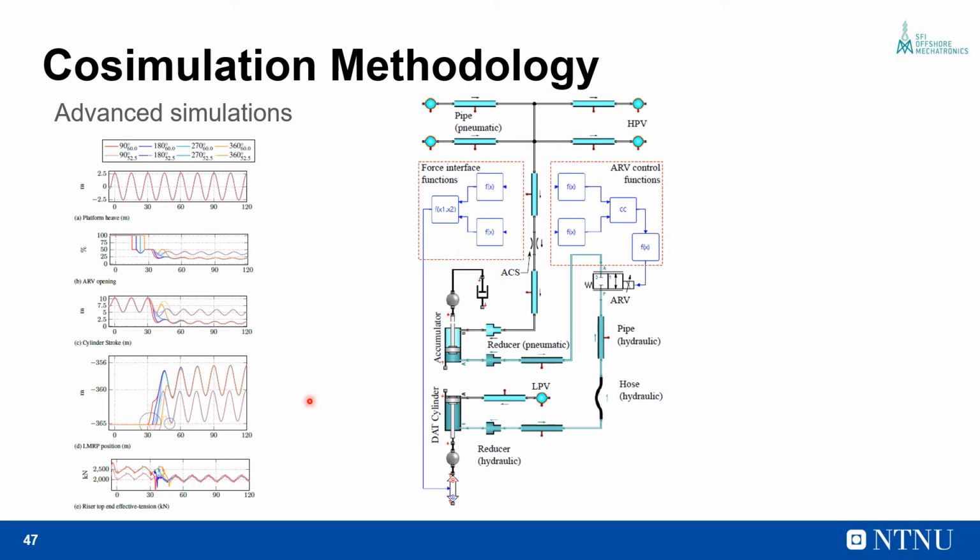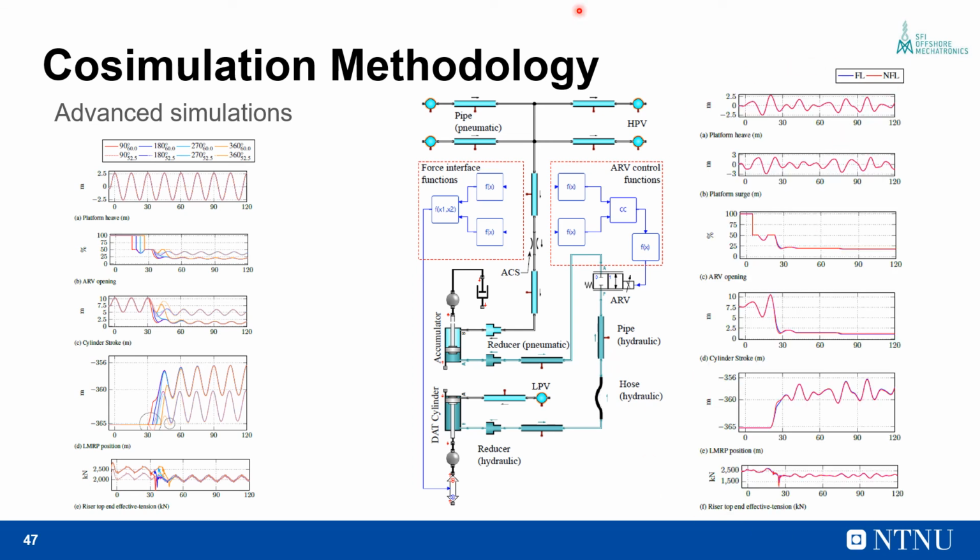We can include further effects like the effects of line friction by modeling the pneumatic and hydraulic lines in the simulation model for the riser tensioner system. Again, on carrying out an irregular wave analysis, we notice that the effect of line friction on the system response is not very significant in this case.